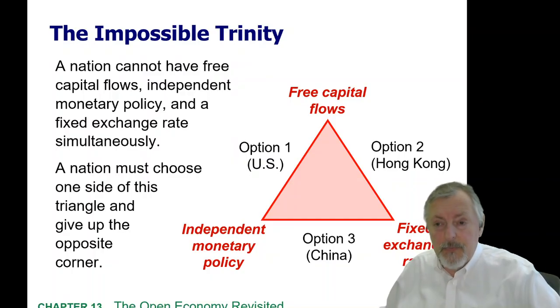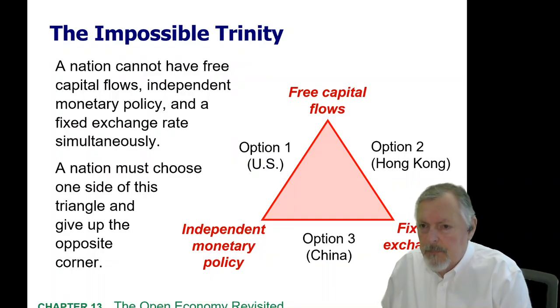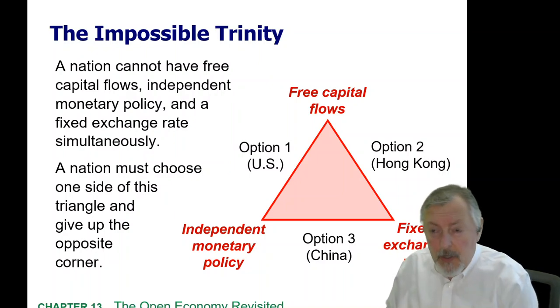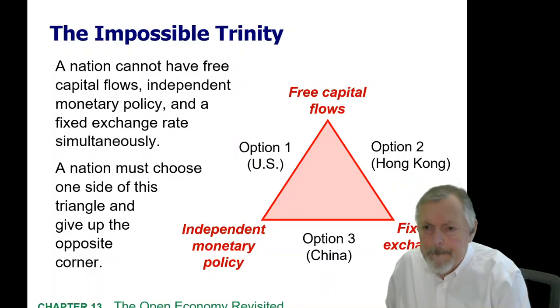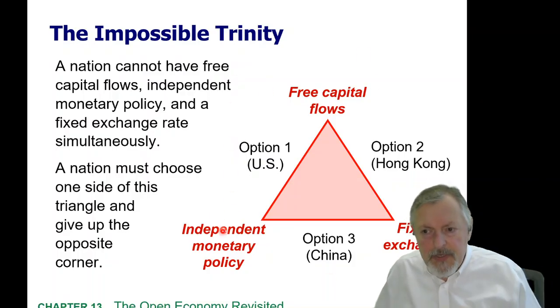That brings us to what's called the impossible trinity, sometimes called the impossible trilemma, but more commonly economists call it the impossible trinity. An economy can have any two of these three things.